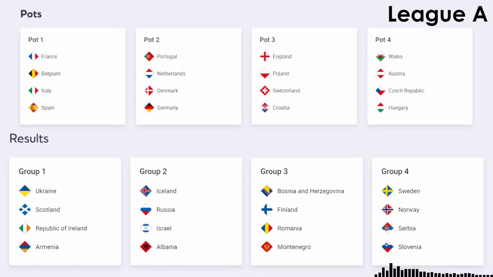So we have to wait for the opponents of everyone. The League A draw is going to start in a minute. Currently the teams are showing on the live show. These are the pots: France, Belgium, Italy, Spain, Portugal, Netherlands, Denmark, Germany, England, Poland, Switzerland, Croatia, Wales, Austria, Czech Republic and Hungary. In group stages there should be no matches between teams from the same pot. So anyway, we don't know who their opponents will be.